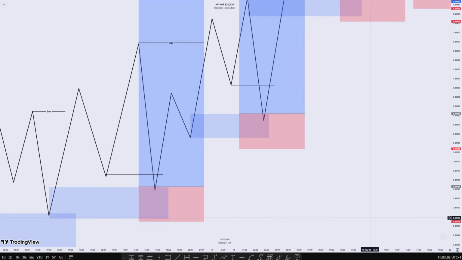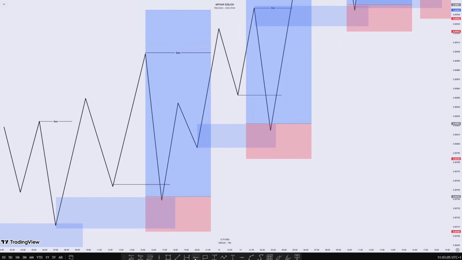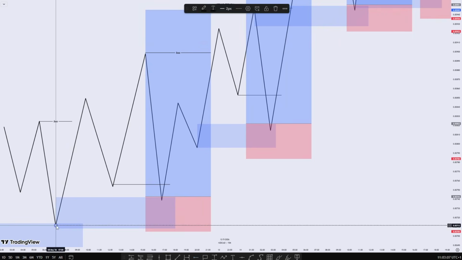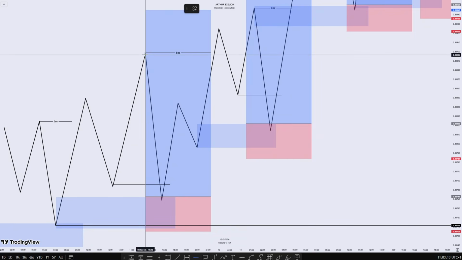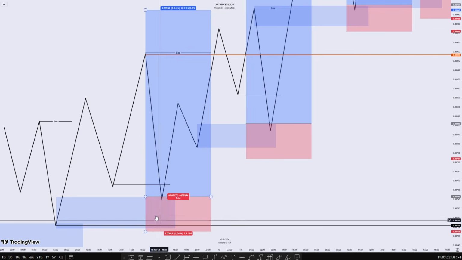This gives you the place where price will not take out, which is this low, and then the place that you know is your drawn liquidity, where price is drawing to, which is this high. So you have your drawn liquidity, and you have your place where price will not go.